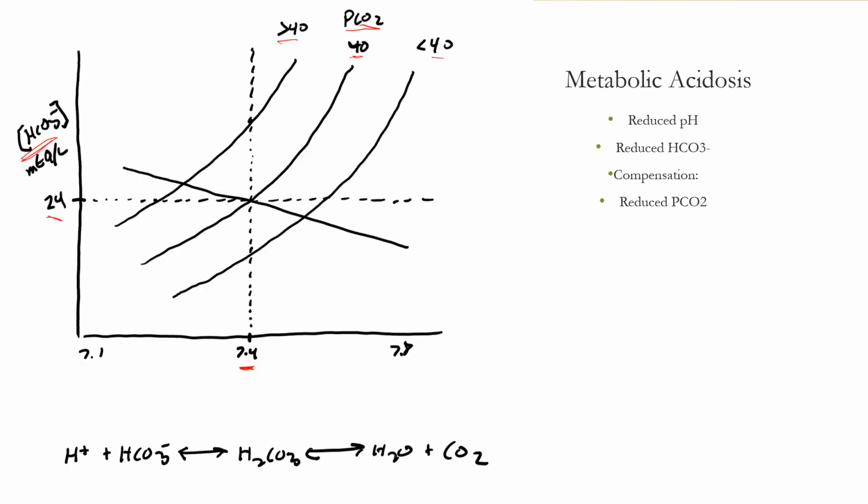A PCO2 greater than 40 would be like hypoventilating. And so the PCO2 of 40, bicarb of 24, and our pH of 7.4 all crisscross right here in the center. So that's our starting point, our normal.